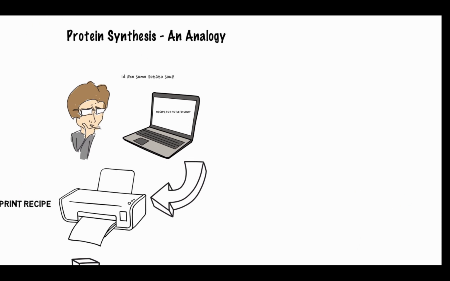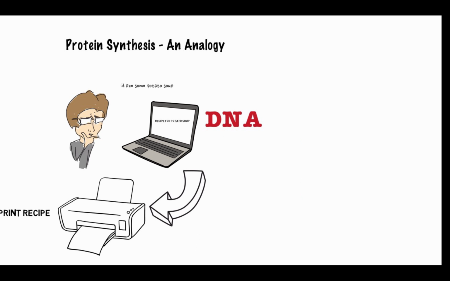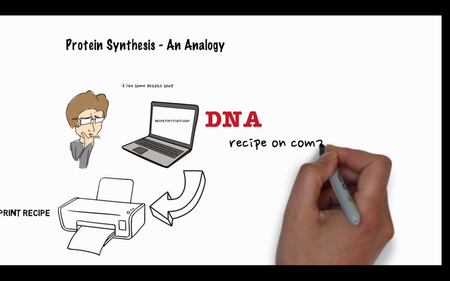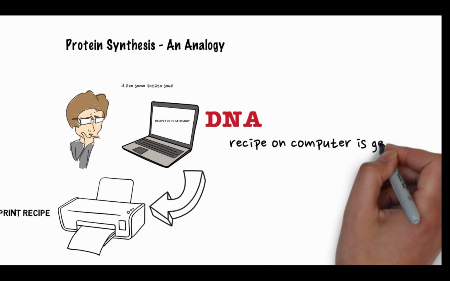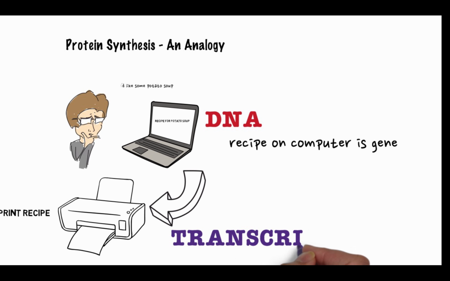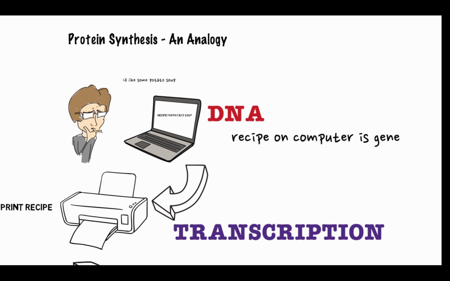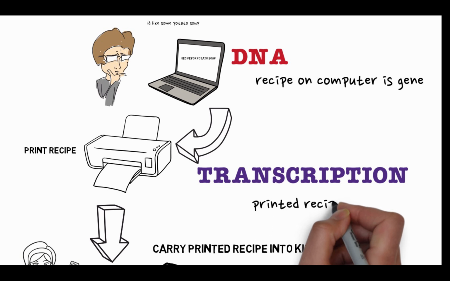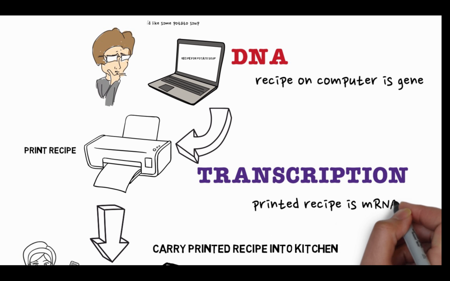So how does this fit together? The DNA represents my computer and all of the recipes that are possibly out there on the internet. The individual recipe that I'm selecting to print, that's the gene. When I print my recipe, that's transcription. And the printed recipe itself is messenger RNA.